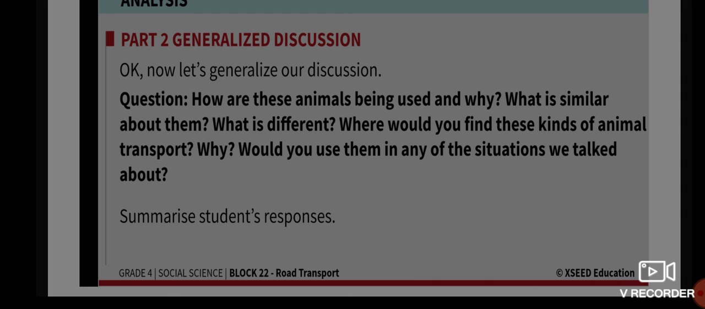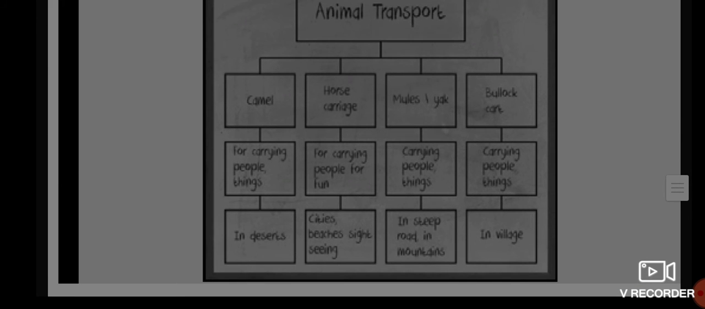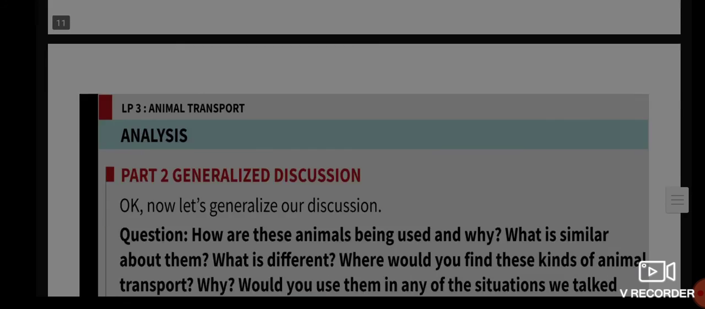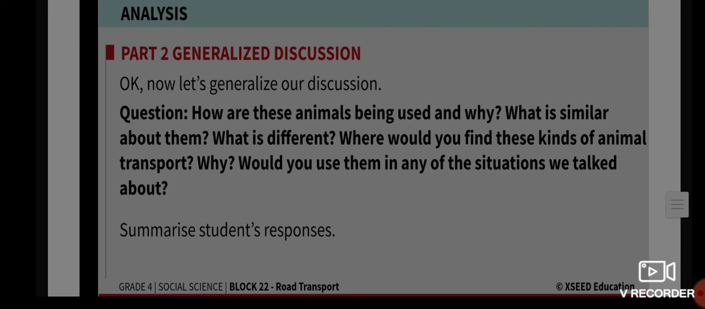Let me repeat the question. How are these animals being used and why? We are talking about camel, horse carriage, mules, yak, bullock cart. What is similar about them and what is different about them? Or where do you find this kind of animal transport? Why? Would you use them in any of the situations we talked about, situation A, B, C, and D?